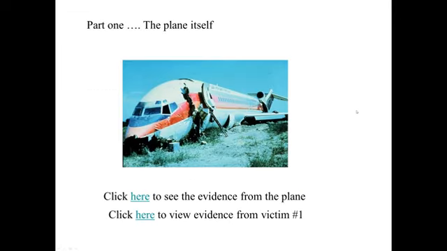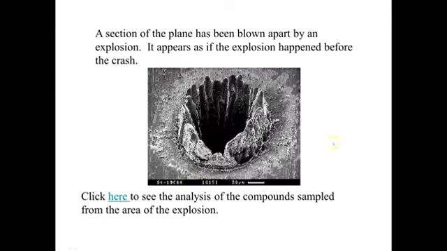Part 1, the plane itself. So here's some evidence from the plane crash. Here is the evidence that's from the plane. A section of the plane has been blown apart by an explosion. It appears as if this explosion happened before the crash. And we can click here to see the analysis of the compounds sampled from the area of the explosion.